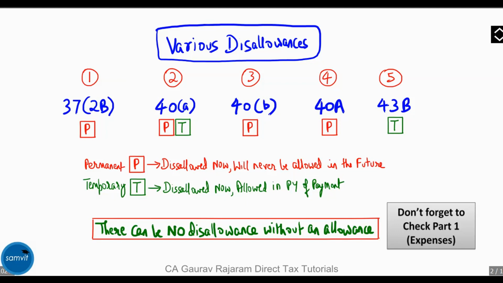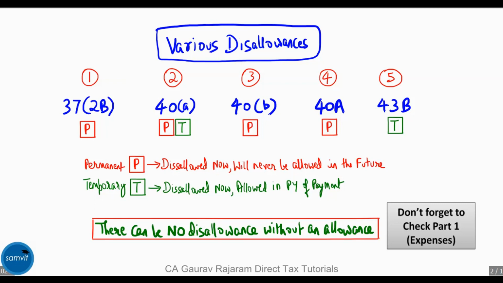The various disallowances that I'll be covering in this video are Section 37(2B), Section 40 Clause A, Section 40 Clause B, Section 40A and Section 43B. If you notice, there is a P or a T below the sections. P refers to permanent disallowance. That means expenses which will be disallowed and which will never be allowed in the future.